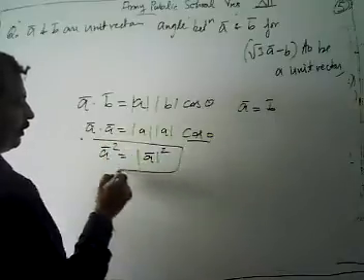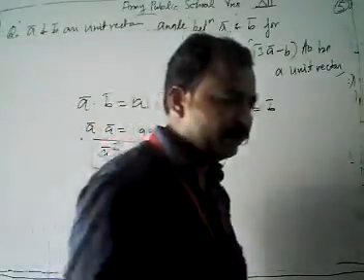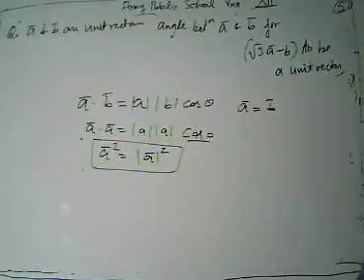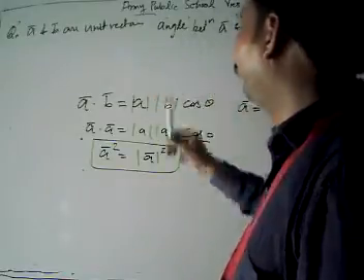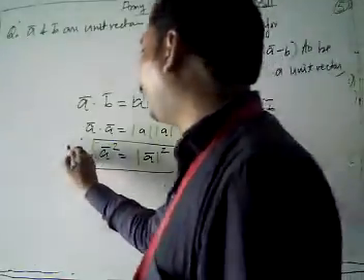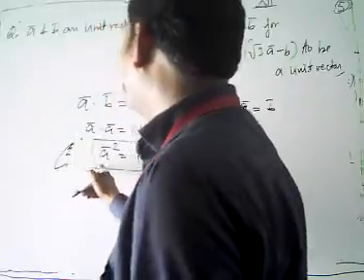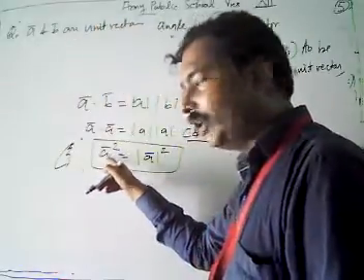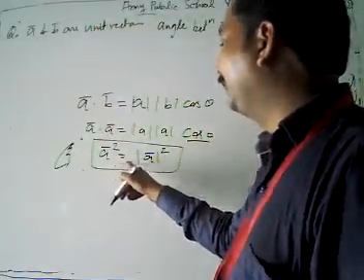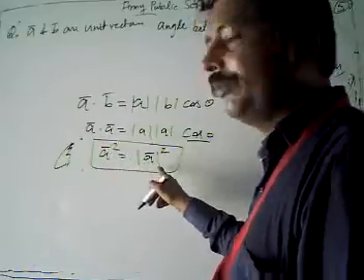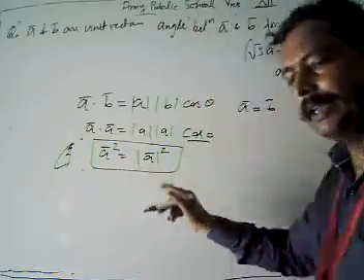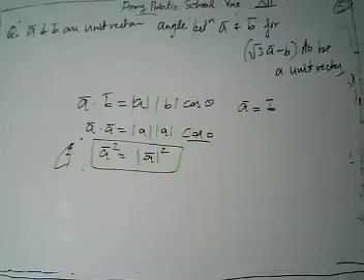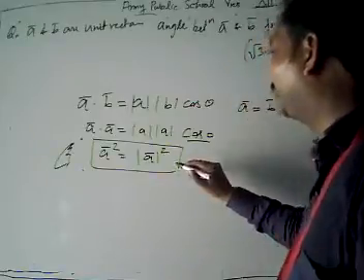Now what we have, vector A square is what given by, now look. To solve this problem, you have to keep in mind what vector A dot A is. Vector A dot A, or vector A square, is given by magnitude of A square. Then we are going to use this concept here.